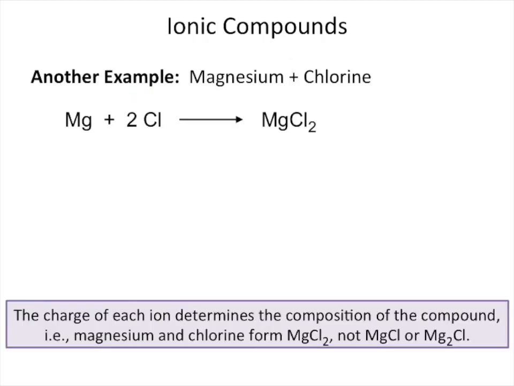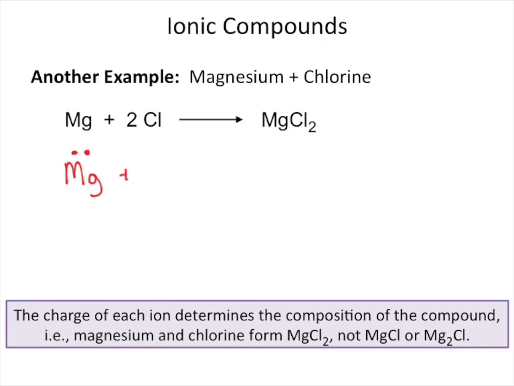Okay, for another example, if magnesium and chlorine come together to make an ionic compound, what happens? Well, let's draw their dot structures. Magnesium, if you look on the periodic table, has 2 valence electrons, so we'll draw them. I just picked the top. I could have picked the side, wherever, as long as you have 2 of them.